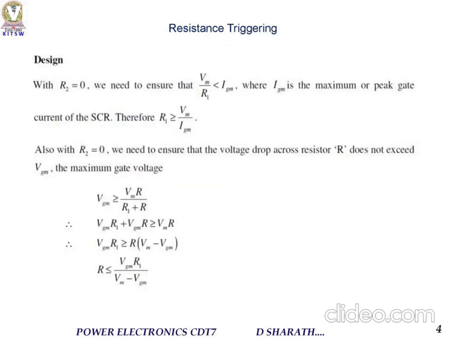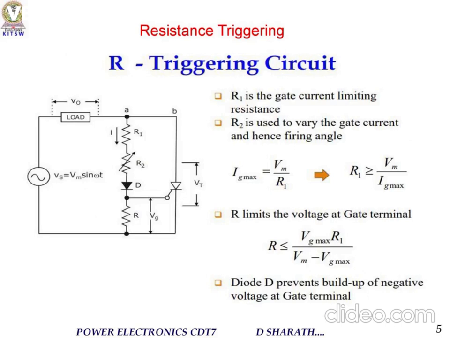Coming to the design, when R2 is 0, we need to ensure that Vm by R1 is less than IGM, where IGM is the maximum or peak gate current of the SCR. The condition to be satisfied is R1 less than Vm by IGM. Also, with R2 at 0, we need to ensure the voltage drop across R does not exceed the VGM value: VGM is greater than or equal to Vm times R by R1 plus R. So R1 is the gate current limiting resistance, and R2 is used to vary the gate current. Also, finding Ig maximum equal to Vm by R1, R is less than Vg max by Vm minus Vg max, times R1.